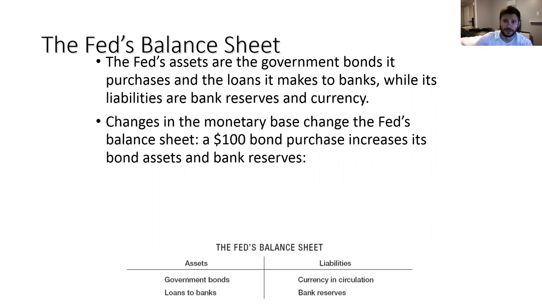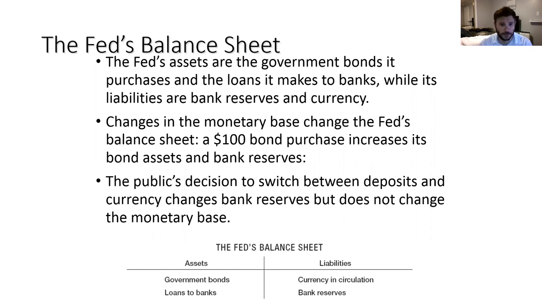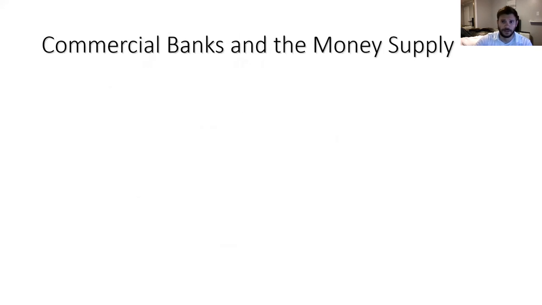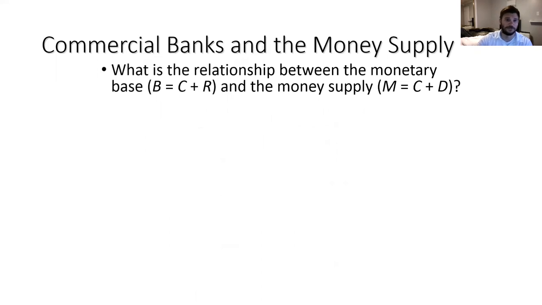Again, remember that the Fed controls the base. However, the public's decision to switch between deposits and currency and the bank's own reserve policy also have effects in how the money supply is being determined. So recall the way we had defined the money supply, we're using our M1 definition as currency plus deposits. And the base we had defined is the sum of currency and reserves.